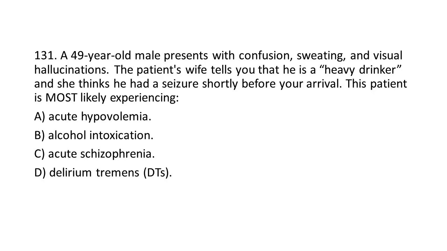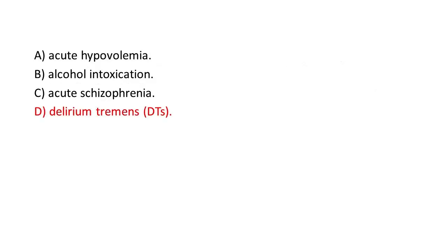131. A 49-year-old male presents with confusion, sweating, and visual hallucinations. The patient's wife tells you that he is a heavy drinker and she thinks he had a seizure shortly before your arrival. This patient is most likely experiencing: A. Acute hypovolemia. B. Alcohol intoxication. C. Acute schizophrenia. D. Delirium tremens, DTs. The answer is D. Delirium tremens, DTs.